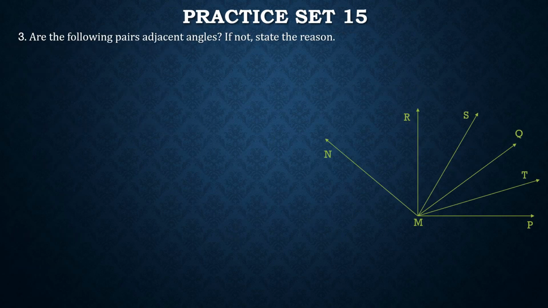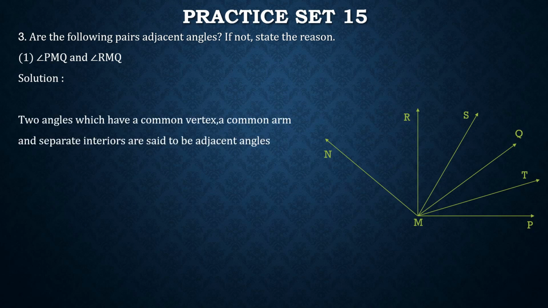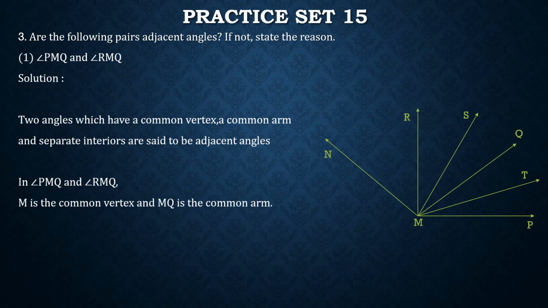Let us see the third question. Are the following pairs adjacent angles? If not, state the reason. Angle PMQ and angle RMQ. Solution. Two angles which have a common vertex, a common arm and separate interiors are said to be adjacent angles. In angle PMQ and angle RMQ, M is the common vertex and MQ is the common arm. Therefore, angle PMQ and angle RMQ are a pair of adjacent angles.